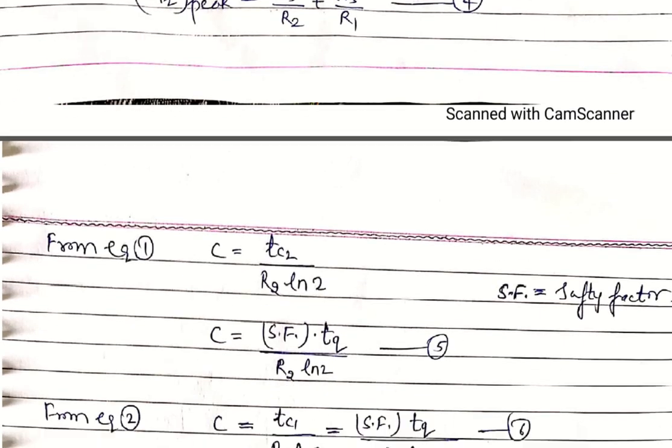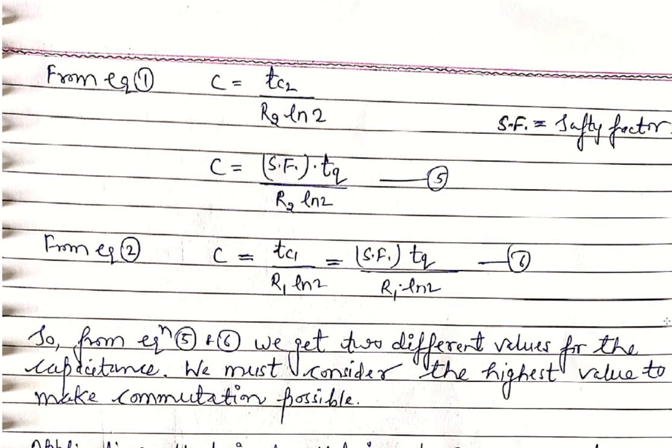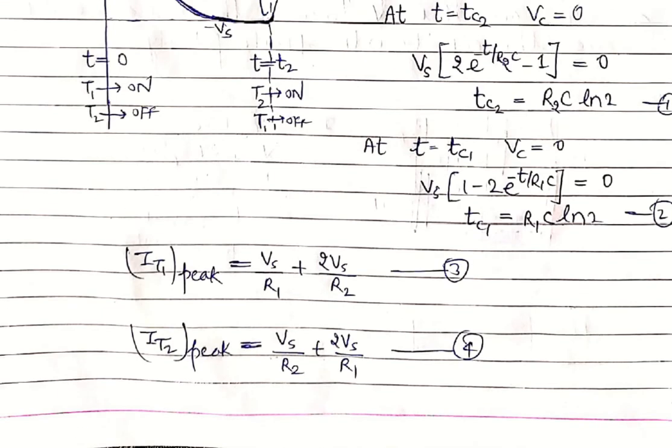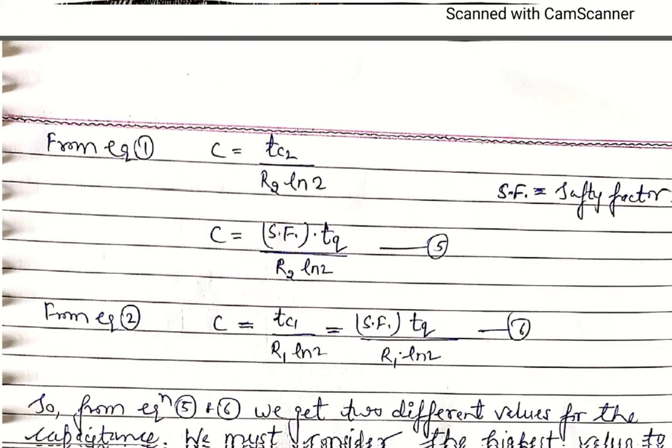Now we'll find the capacitor value needed to make this commutation successful. If we want to find the capacitor, we can find it from expressions number 1 and 2. From expression 1, TC2 will be R2 C ln2, where ln is the natural logarithm with base e, and C is equal to TC2 divided by R2 ln2. So from expressions 1 and 2, we can easily find the capacitor value.